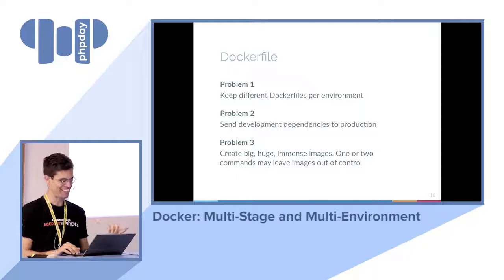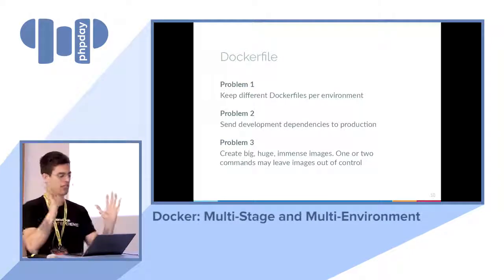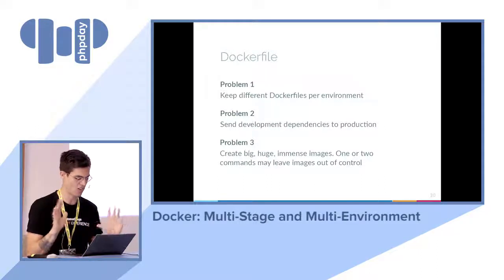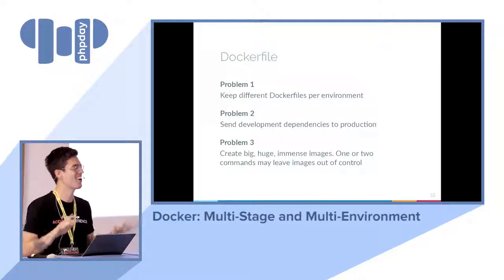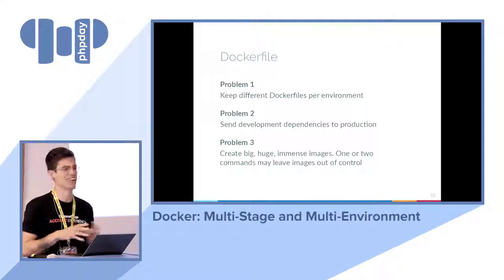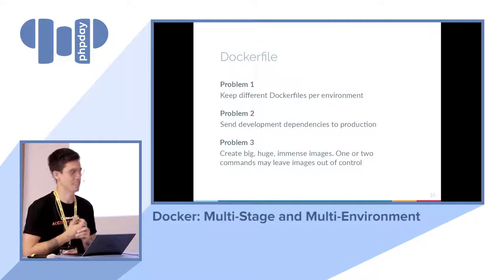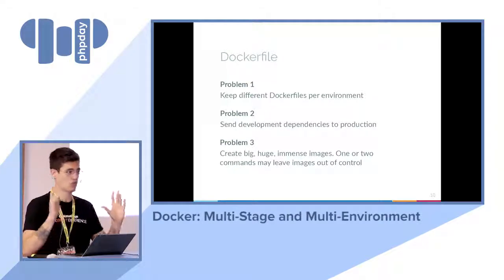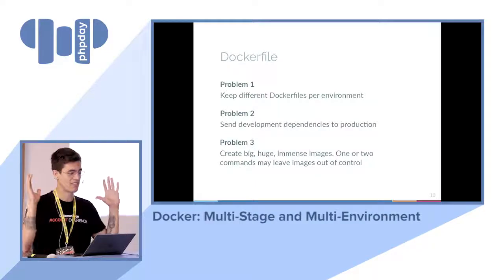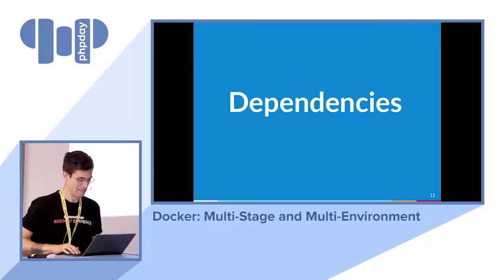And the third problem is creating big, huge, and immense Docker images. You start and you are having fun, and oh, okay, let's install this extension, or let's install these dependencies, and you end up with gigabytes of images. Believe me, this is true. Like 1, 2 gigabytes of images. When Node is involved, man, yeah, you have big images.